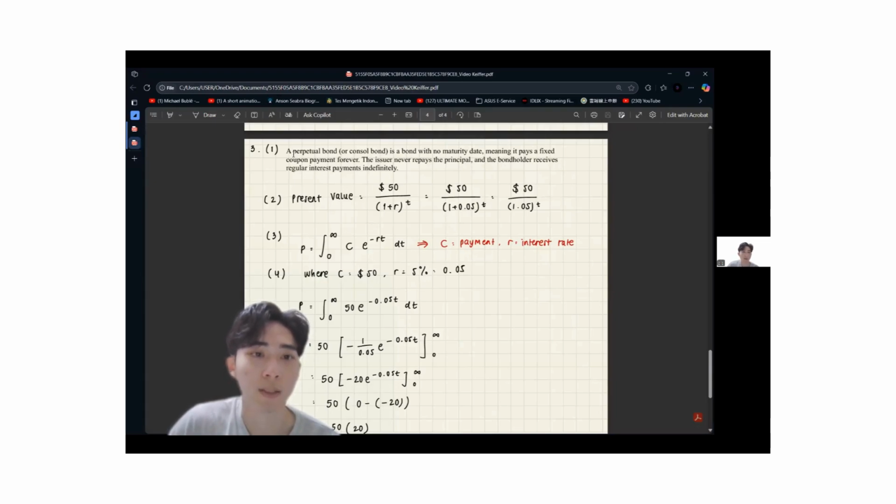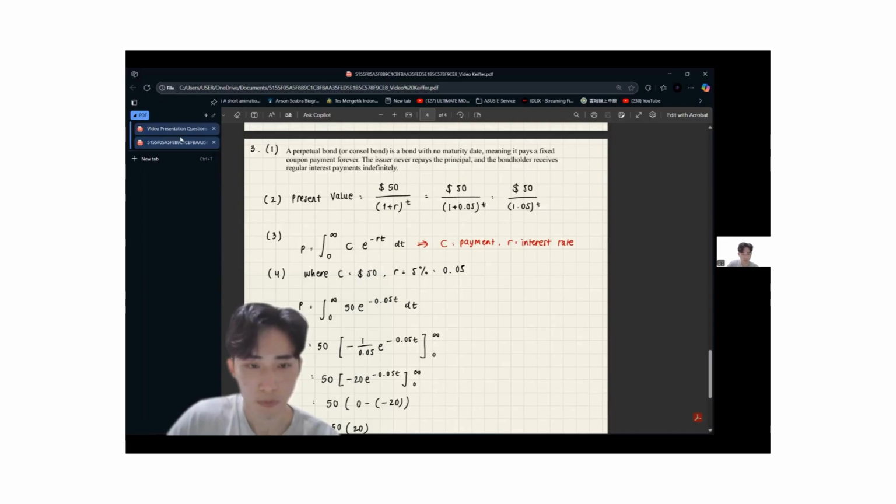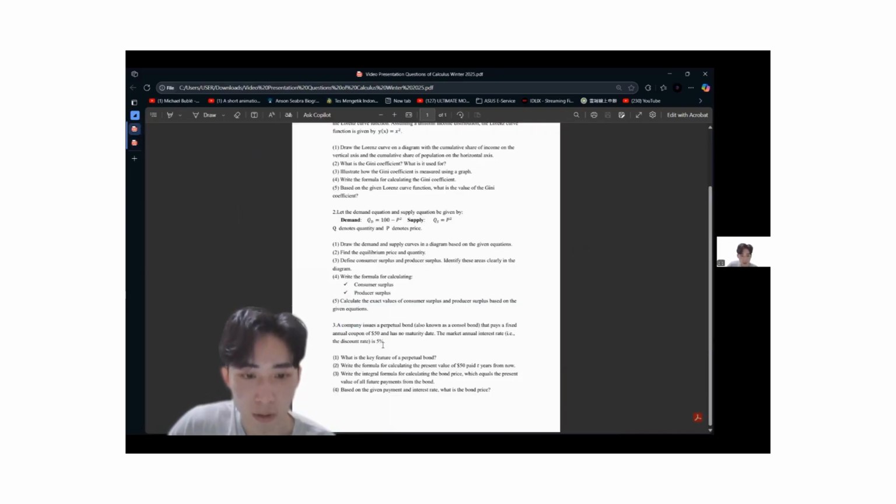So the first one: a perpetual bond, or console bond, is a bond with no maturity date, meaning it pays a fixed coupon payment forever. The issuer never repays the principal, and the bondholder receives the regular interest payment indefinitely. And we're going to question number 2. Write the formula for calculating the present value of $50 paid T years from now.